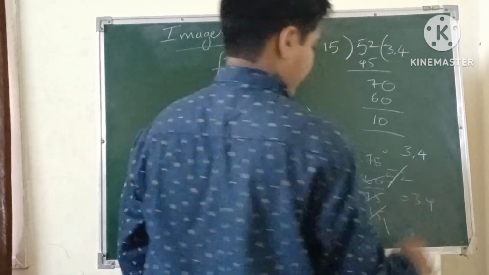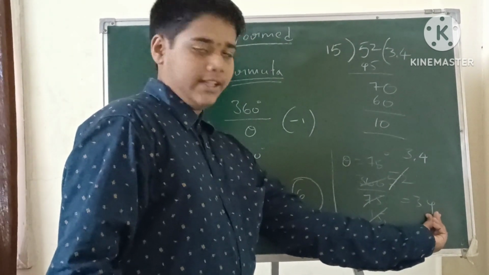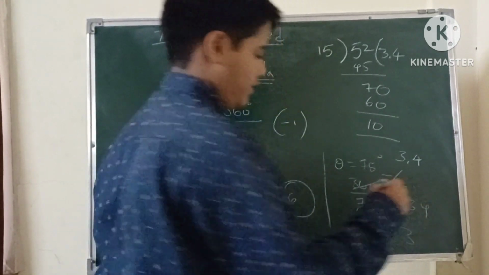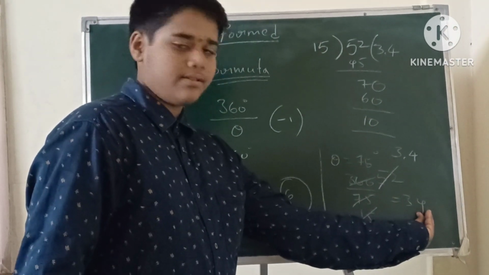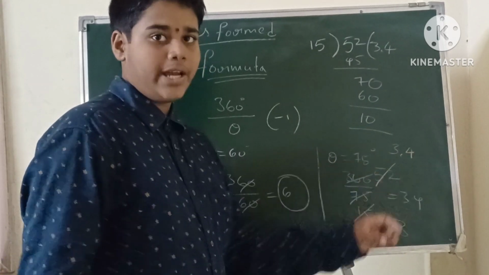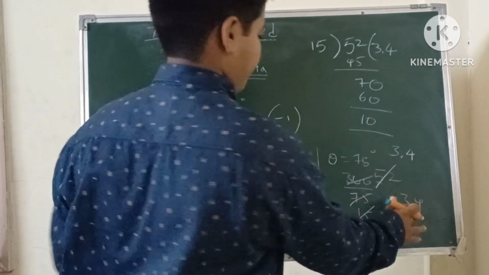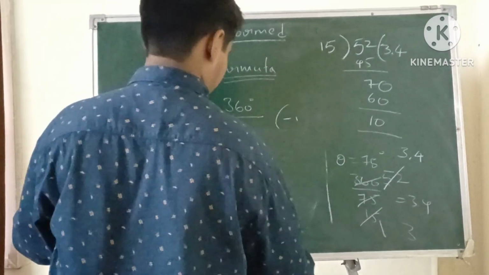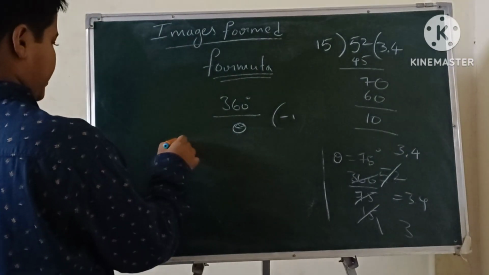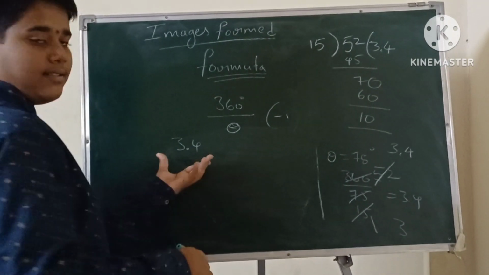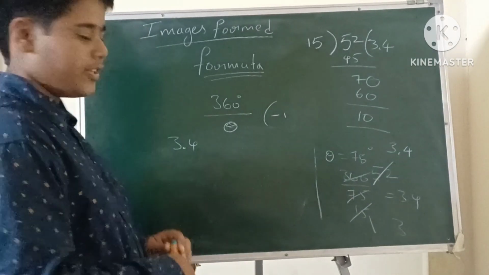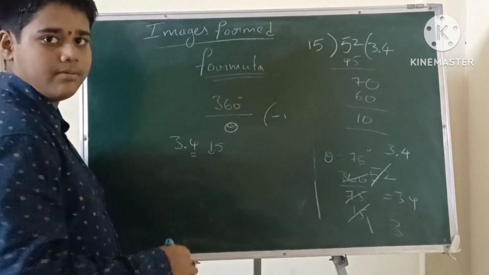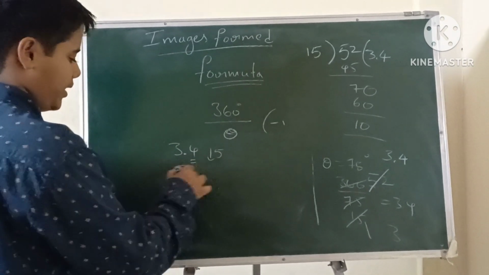Here, when the value after the decimal is less than 5, we have to take 3 images. When the value in the decimal place is above 5, we have to take 4 images. 3.4 is the answer for 360 by 75. So here the decimal place is less than 5, so we have to take this as 3 images.